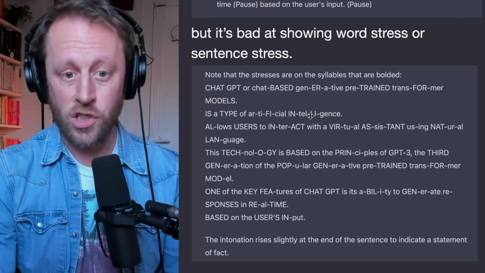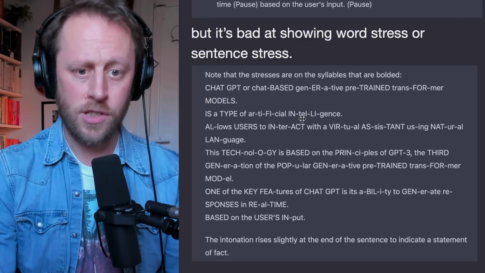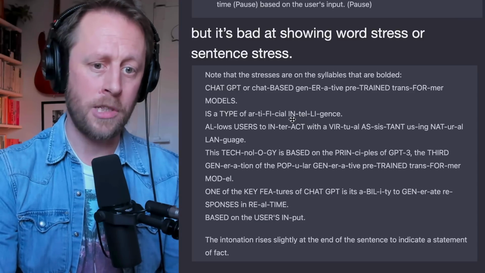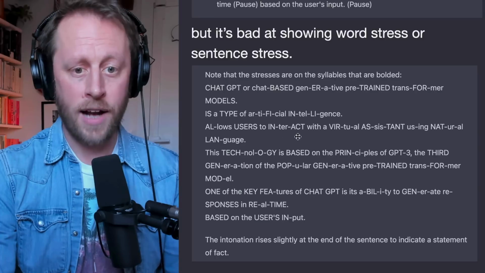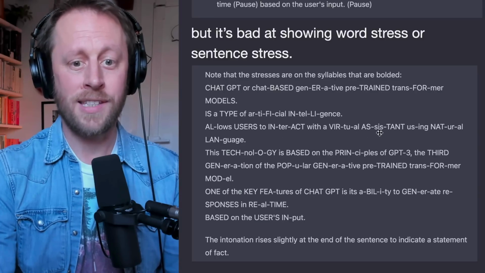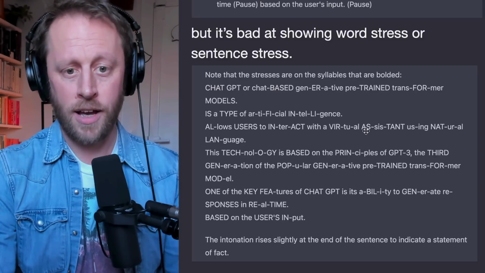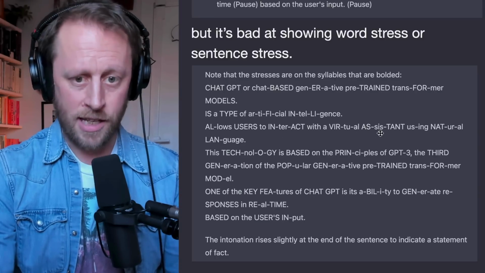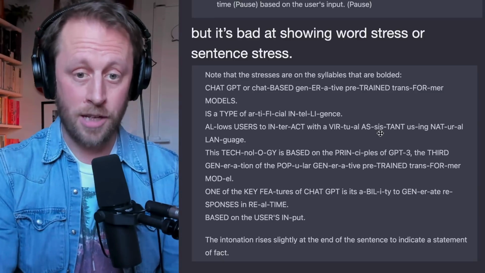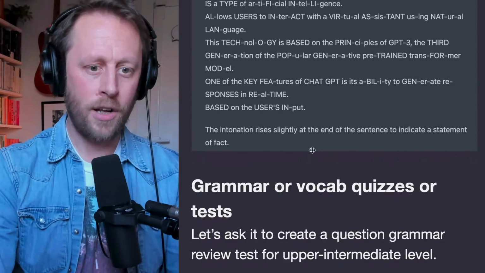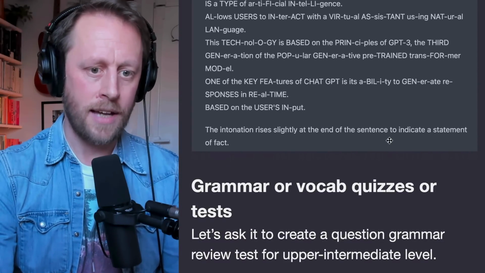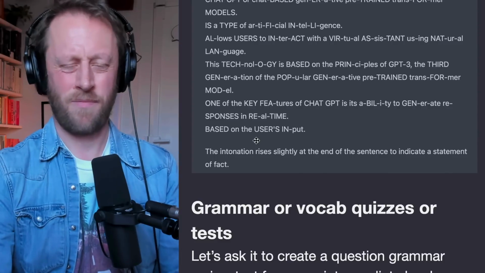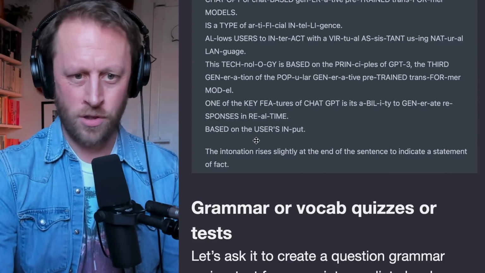Artificial intelligence, the stress is on the second syllable, but it's put it on the first syllable. Allows users to interact with a virtual assistant. The stress should be on the second syllable, but it's stressed the first and third syllables and other things. And it also says the intonation rises slightly at the end of the sentence to indicate a statement of fact. I don't think that's correct.